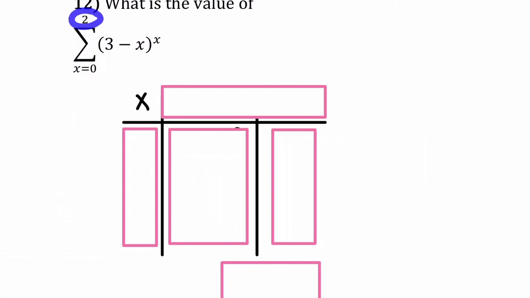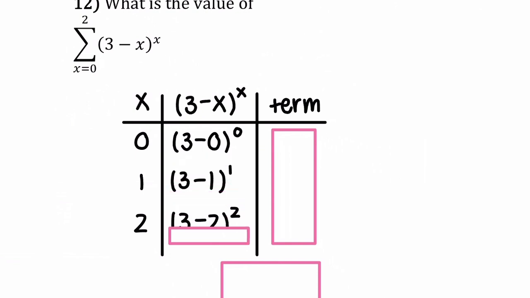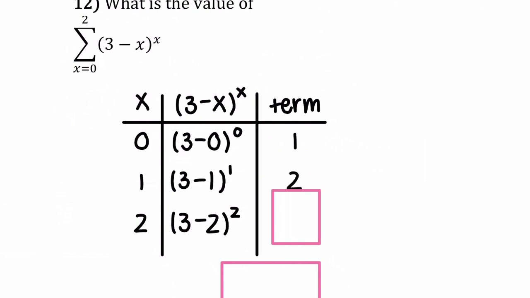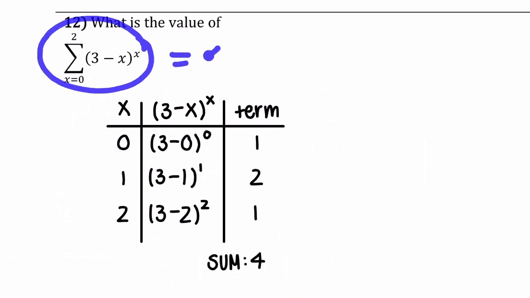Okay, so we have our first lower bound and our upper bound. So that means we're going to have to substitute in values of x from 0 all the way to 2, and we're substituting it into our rule as such, and that will generate our term. So if we substitute our values of x into the rule, this is what we have, and simplifying gives us 1, 2, and 1 respectively. So adding them all up, thus gives us our final answer of 4. And that's it. This entire expression is equal to 4.